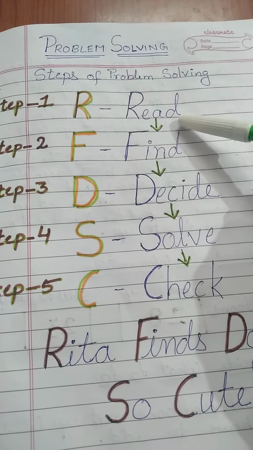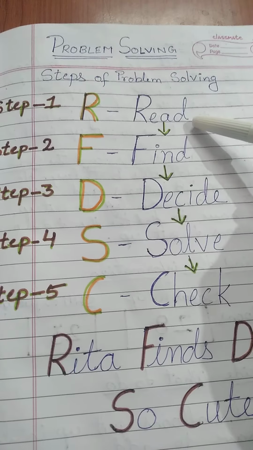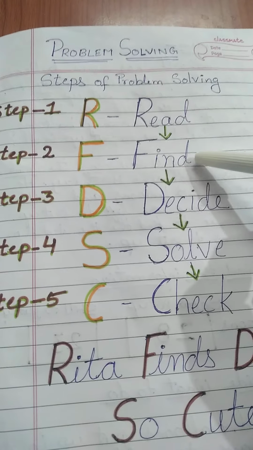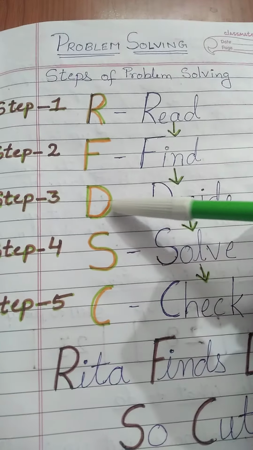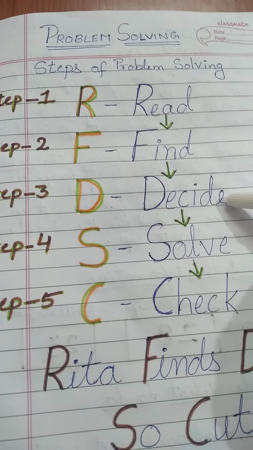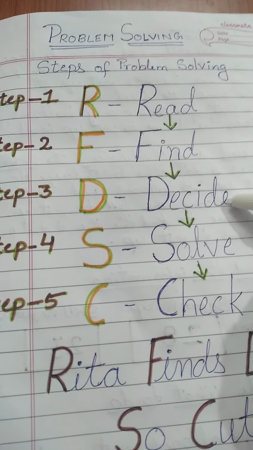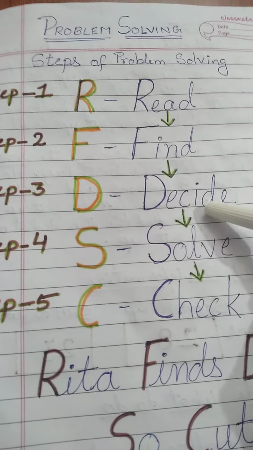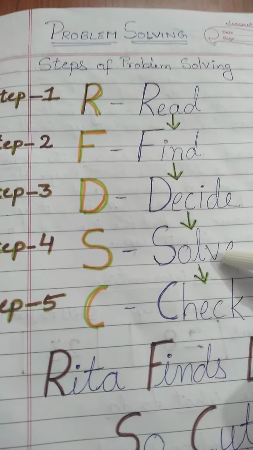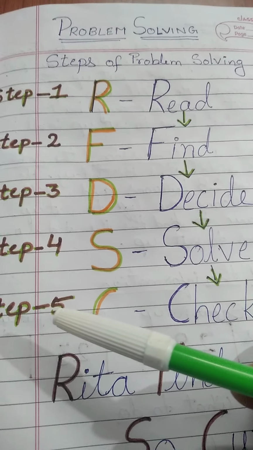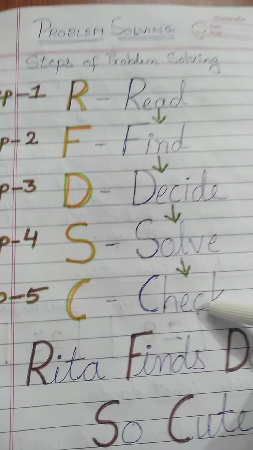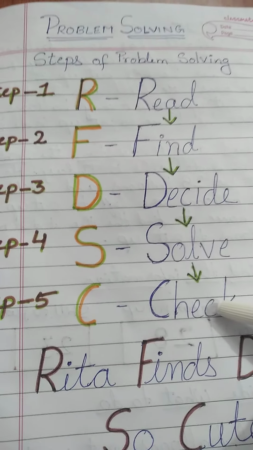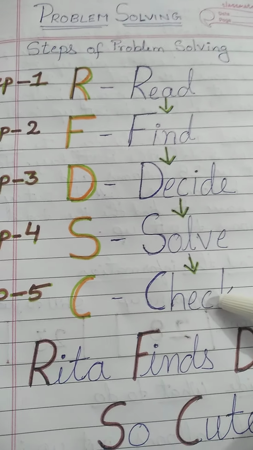Step 1 says read the problem and understand the problem. Step 2 says find the information in the problem. Step 3 says decide what to do after finding the information. Step 4 says solve the problem, what you have decided in that, solve it. And step 5, the last step, says to check the solution, the result which you got, whether it is correct or not, check it.